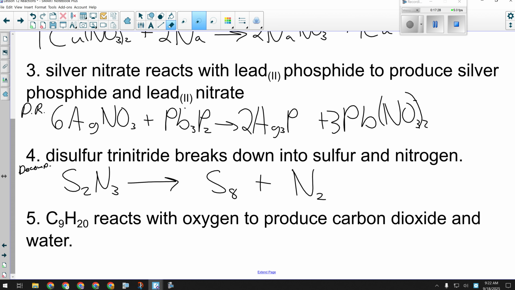There's 8 sulfur over there. What needs to go here to make 8? 4. Okay, 4 times 2 is 8. 4 times 3 is 12. What do I need here to get 12? Okay, then we're good. All right, anybody need more time on 5?